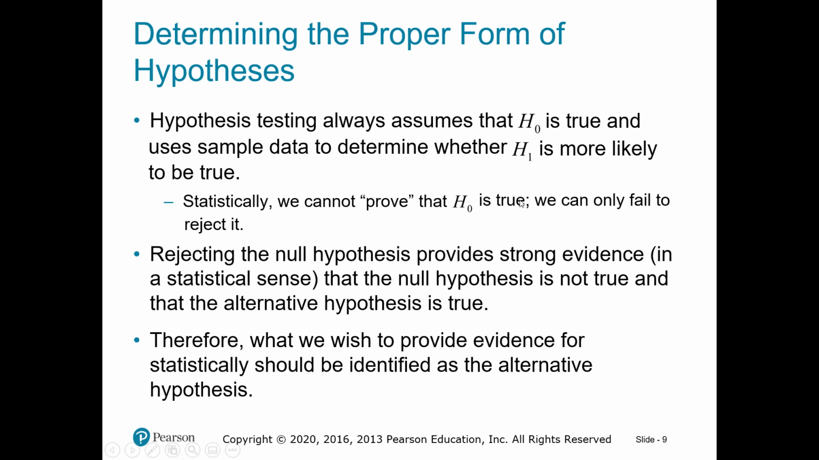And this is probably a little bit too philosophical for this course, but it's from the book, so I thought I'd keep it. And the idea is we're assuming the null hypothesis is true. We can't really prove that it is true. We're just trying to see if we can get enough evidence to reject it. And if we don't reject it, we just say we don't have enough evidence to reject the null hypothesis.